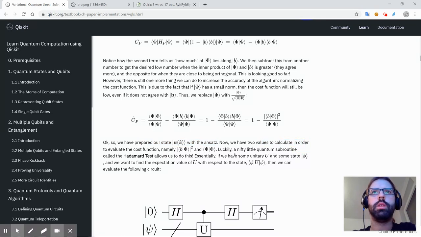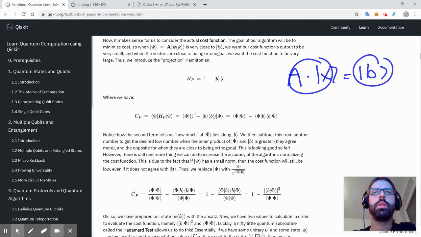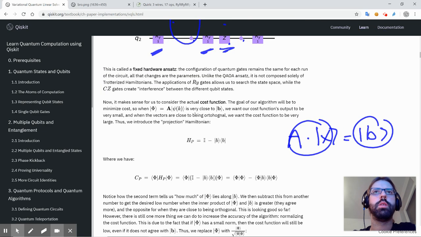Why? So the goal of the algorithm will be to minimize cost. So when phi is very close to B, we want our cost function's output to be very small. When the vectors are close to being orthogonal - why orthogonal? I guess mathematically speaking, that's the most different you can get, right? - we want the cost function to be very large. So we introduce the projection Hamiltonian.